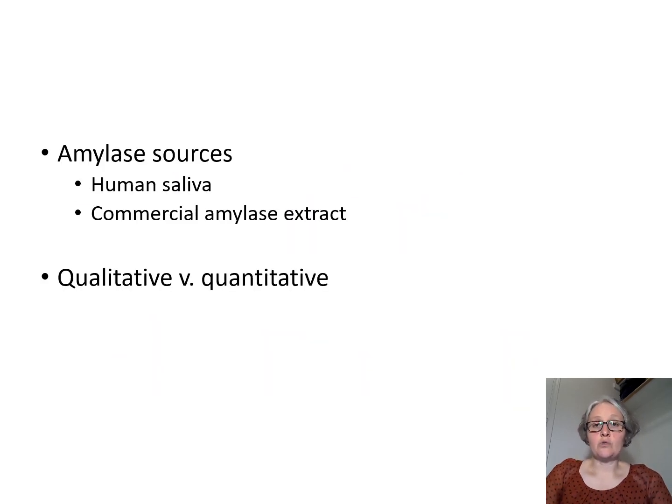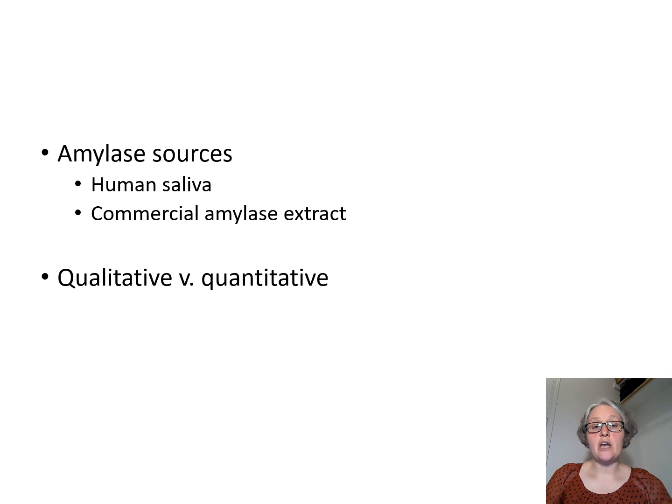For amylase sources, we had two different sources. Human saliva was our experimental condition. So when you spit into the cup, the reason we were doing that is we were trying to collect our saliva to find out if humans contained any amylase enzyme in their saliva. Again, this would be an important enzyme to have because it would help us start breaking down starches.